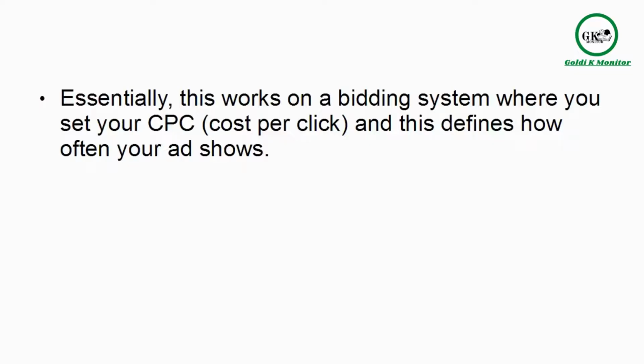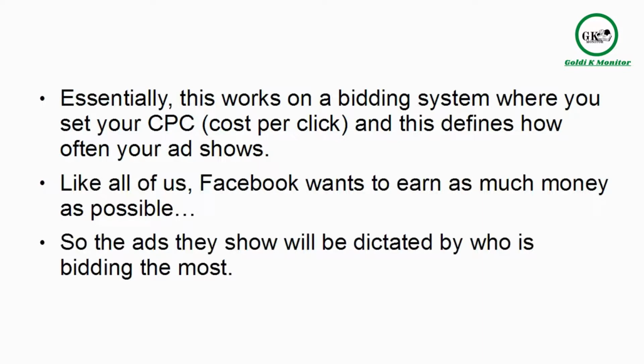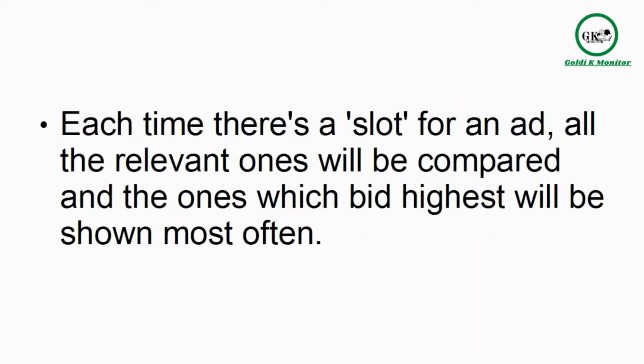Well, Facebook make this quite easy for you. Now, essentially, this works on a bidding system where you set your CPC, your cost per click, and this defines how often your ad shows. Now, like all of us, Facebook wants to earn as much money as possible. So the ads they show will be dictated by who is bidding the most. And each time there's a slot for an ad, all the relevant ones will be compared, and the ones which bid the highest will be shown the most often.